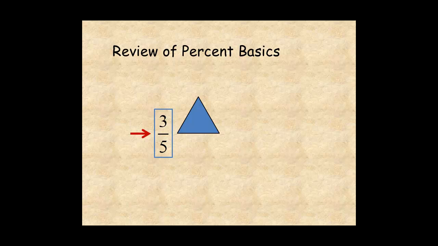denominator. In this case, multiply the numerator and the denominator by 2 for 6 over 10, which is 0.6, or 6/10. So 3 over 5 is equivalent to 0.6.